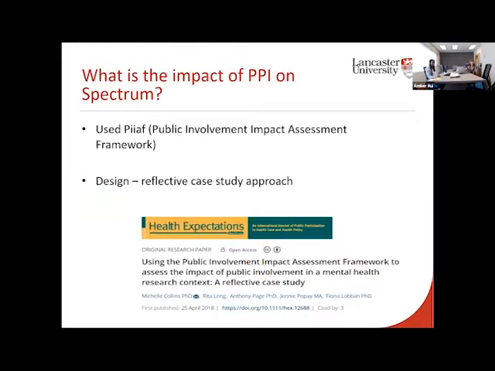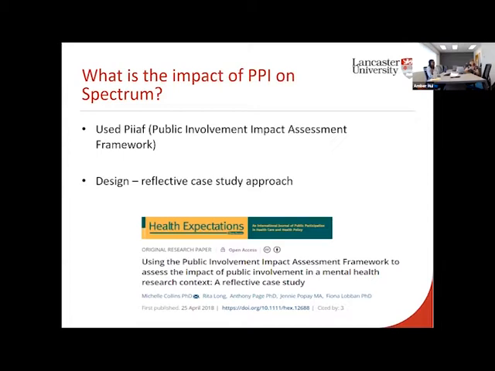Okay, so how well does it work, I suppose, is one question. And we were interested in looking at the impact of PPI on the work that we do in Spectrum. And so we use something called the Public Involvement Impact Assessment Framework. And one of the reasons we use this is because we were involved in designing it. And it actually made me laugh because I was looking on Google Scholar for some papers, and there's a paper by Trish Greenhalgh that's just come out, actually, which is a systematic review of frameworks around patient involvement. And one of the conclusions of the study is that most frameworks are used only by the people who develop them. So there's actually lots of frameworks, but they're not very well used. So I'm just putting that as a caveat before I start here.